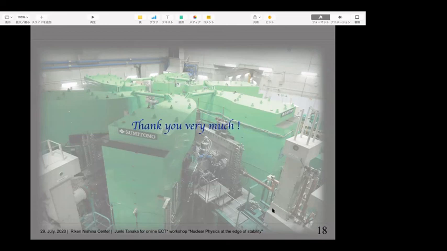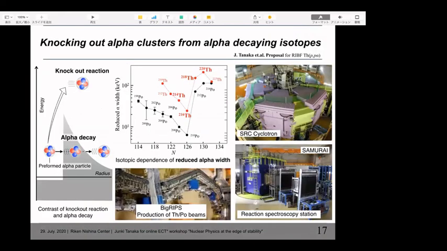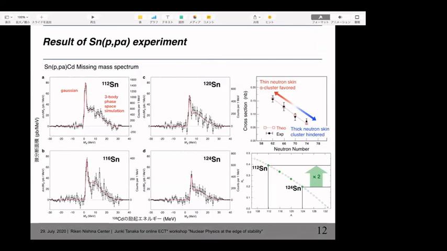Thank you very much. It was really great presentation and a very beautiful result. My question is that, did you do also (p,pn) and (p,2p) reaction together with (p,pα) to know which fraction of alpha you have at the surface as compared to the protons and neutrons?